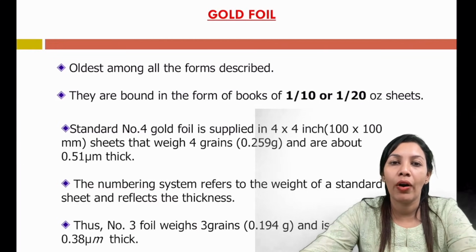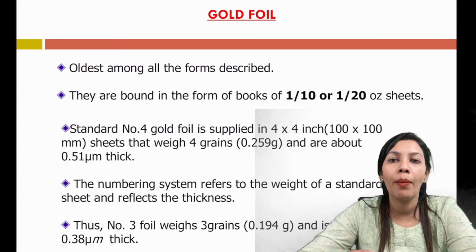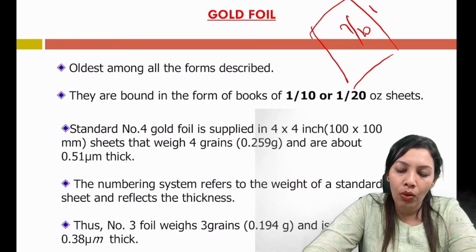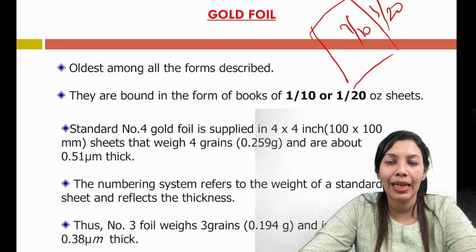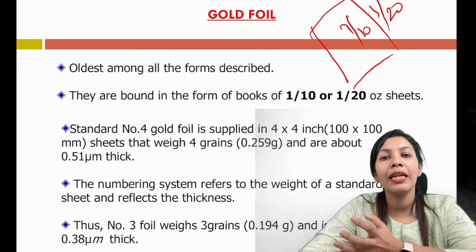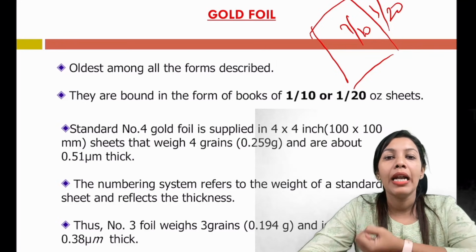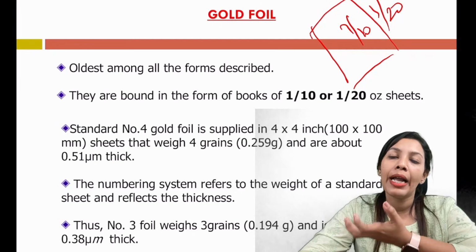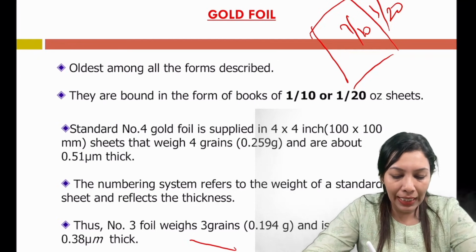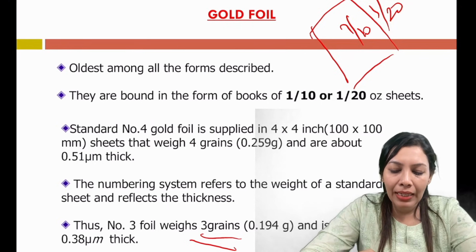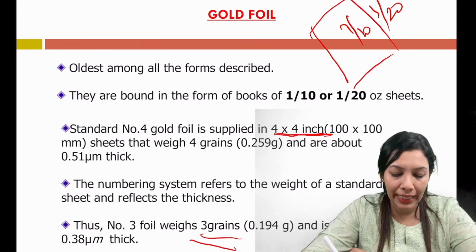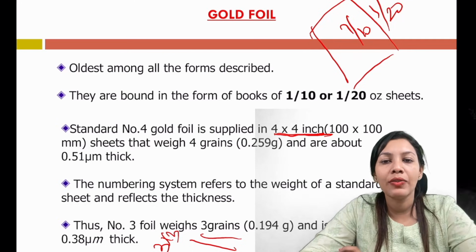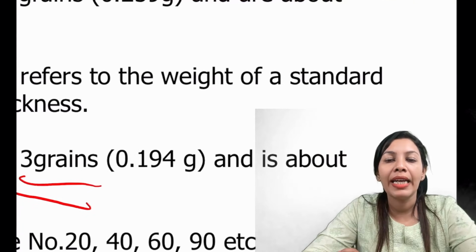Gold foil is one of the earliest forms that was used. It comes in the form of a book of either 1 by 10 or 1 by 20 sheets, and they are numbered either 4 or 3. Number 4 means a net weight of 4 grains, and number 3 means a 3 grain weight. They are supplied in the size of 4 by 4 inch for number 4, while number 3 is supplied as 3 by 3 inch. Other sizes available include 20, 40, 60, 90.